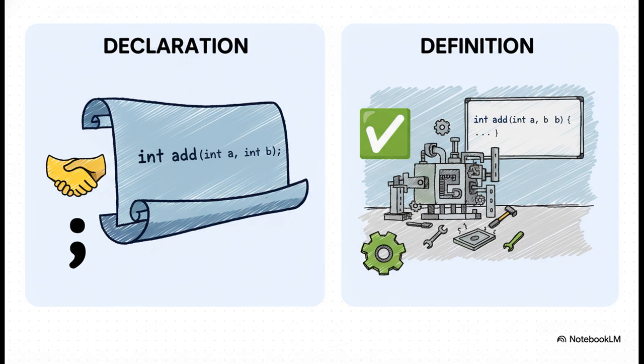Now, this is a super important point in C. There's a big difference between telling the compiler about a function and actually showing it how that function works. The declaration on the left, that's just a promise. It's a signature, ending with a semicolon, that says, hey, compiler, trust me, a function with this name exists. The definition on the right, though, that's you making good on the promise. That's the actual code, the implementation.